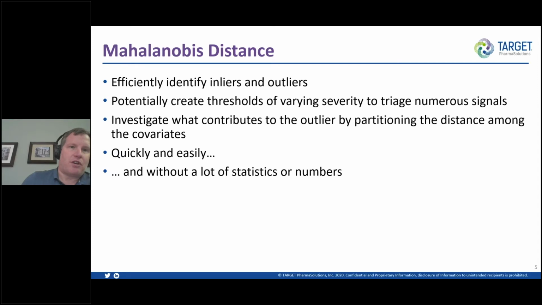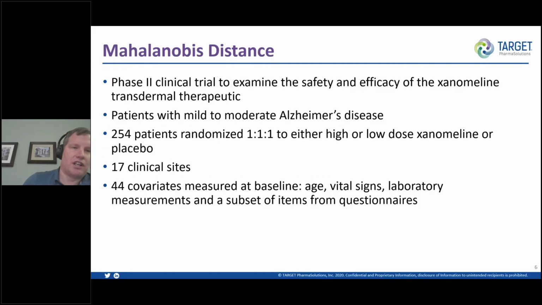So it's pretty straightforward to calculate Mahalanobis distance from the centroid, so we can identify these inliers and outliers and develop thresholds of severity to triage the signals that we can identify. And we can do this without a lot of statistics or numbers. We can generate a plot and create a threshold to show where the individual points are looking quite a bit different.